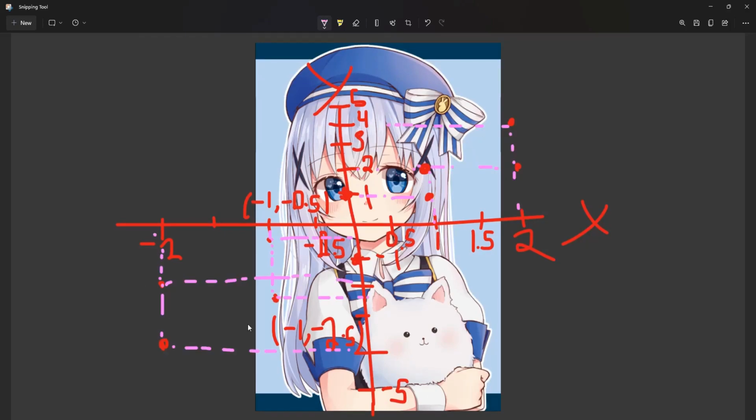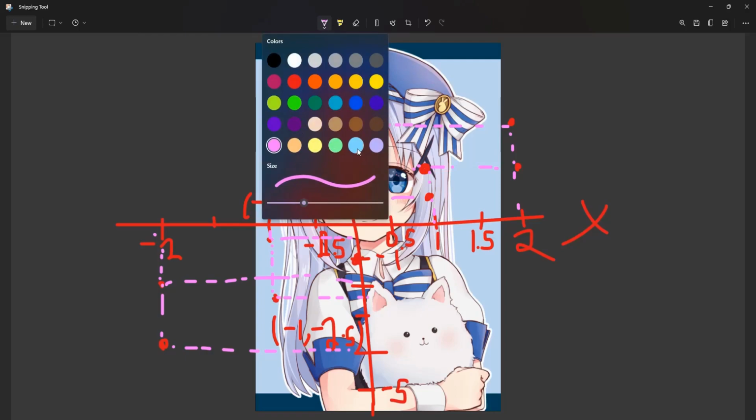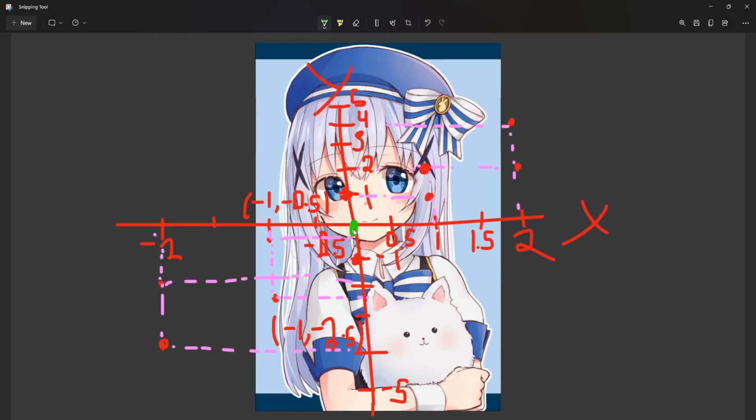Now that we have this lined up, we can take the in-between sections. The distance between 1 and negative 1 is 2. And the center of this section, 1 plus negative 1, equals 0. For this one, let's use bright green. So that's the center point between these 2 points. Between these 2 points, the center would be here. Between these 2 points, the center would be around here. Between these 2 points, it's here.